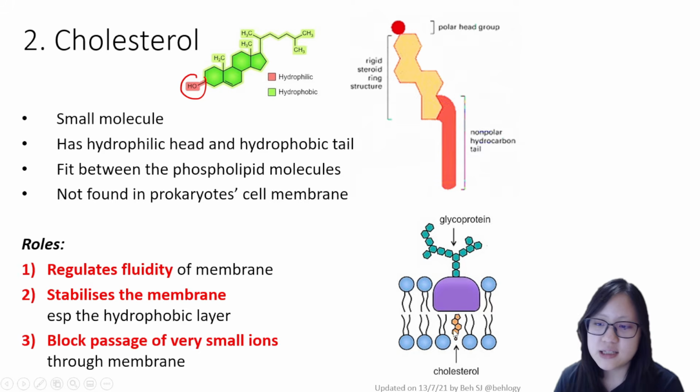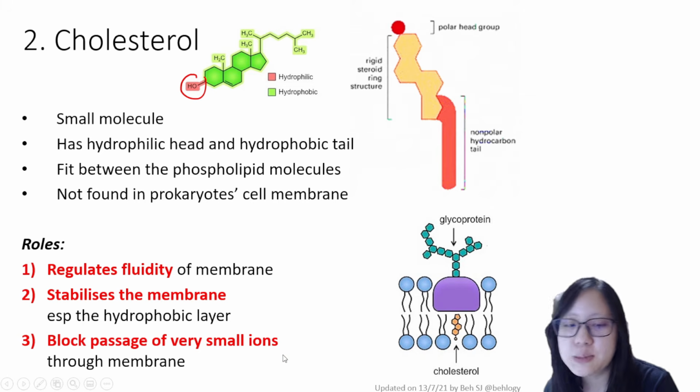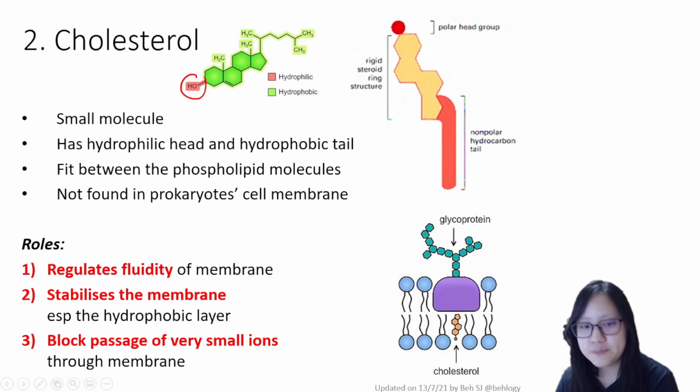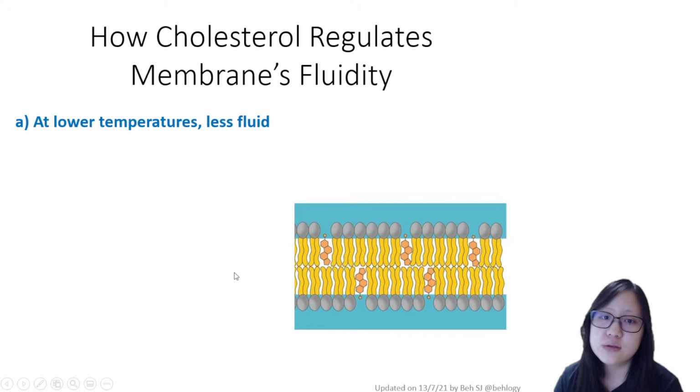And because it's right in between different phospholipids, this leaves less space and blocks passage of very small ions through the membrane. Okay, let's explore regulation of fluidity. How does it do that?